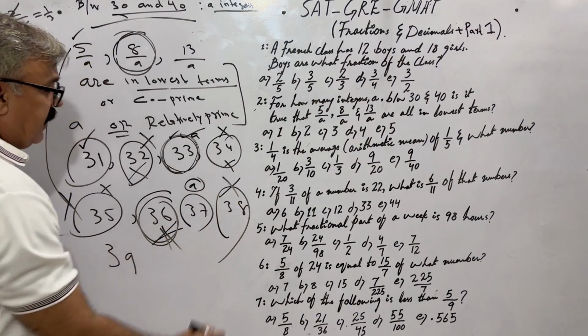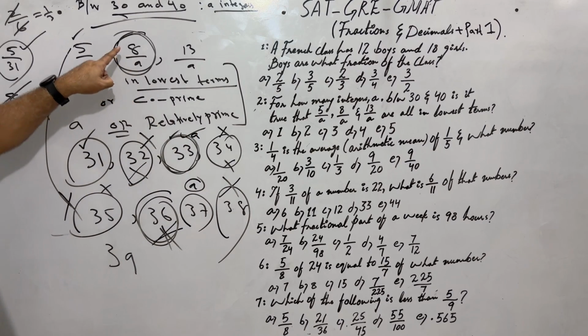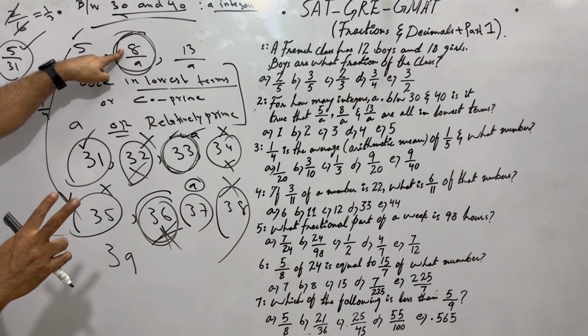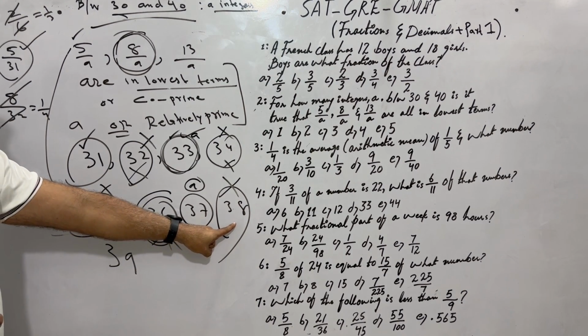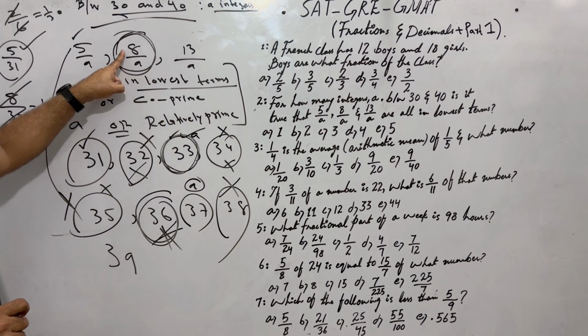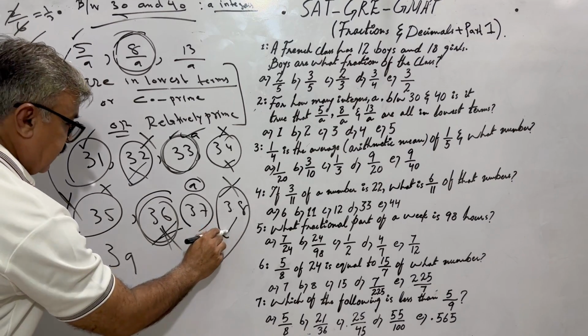What about 38? To be ruled out. Why? Because 38 and 8 have a common factor of 2. 2 times 19 is 38, 2 times 4 is 8. 2 is a common factor, that's why I discard this.